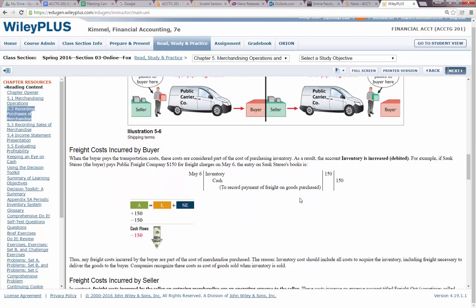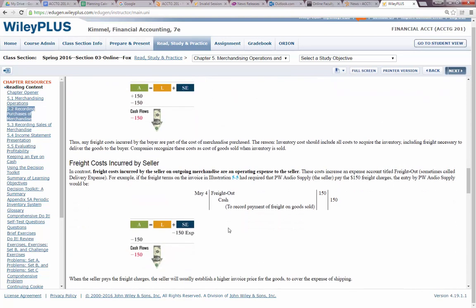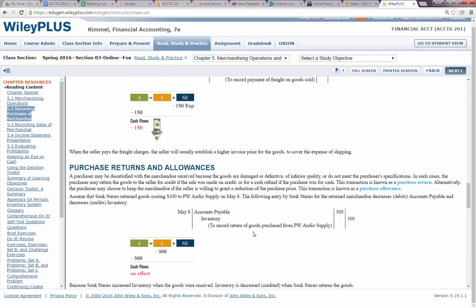Any freight costs are usually included in the inventory. So there's the journal entry: inventory increases, cash decreases to pay for the freight. If you're a seller, they usually record that as an expense. They call it freight out here. I've seen it as freight expense, those sorts of things.